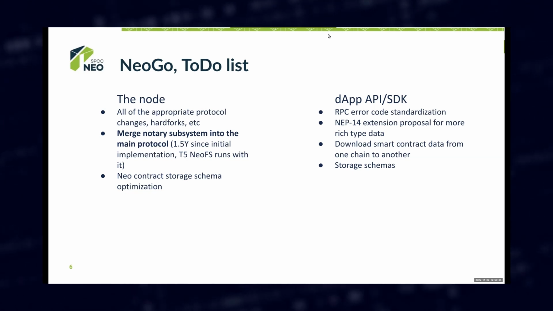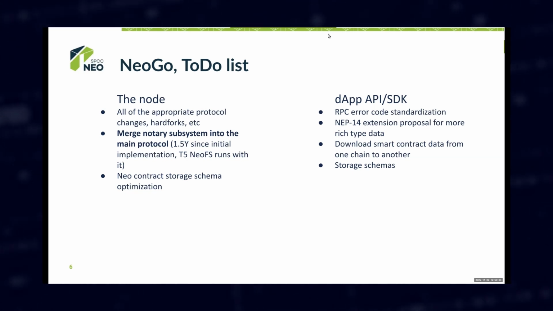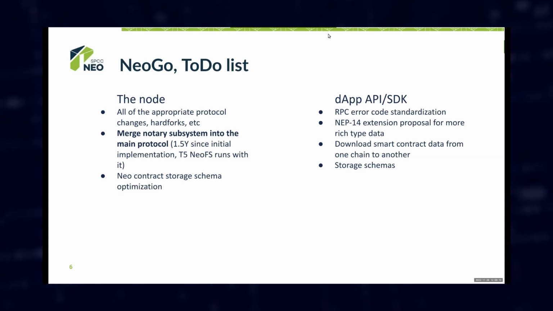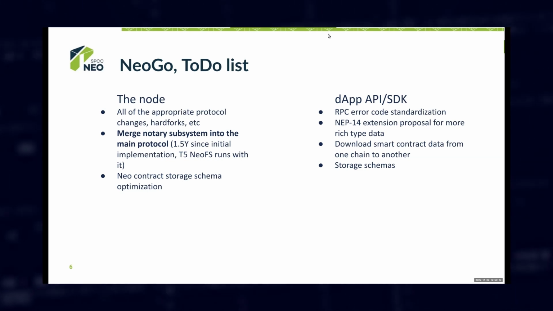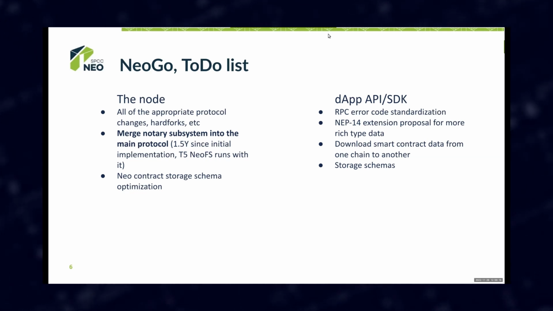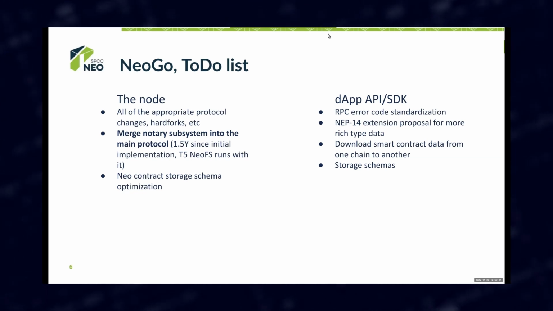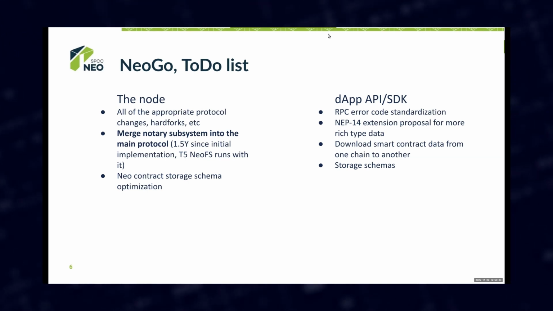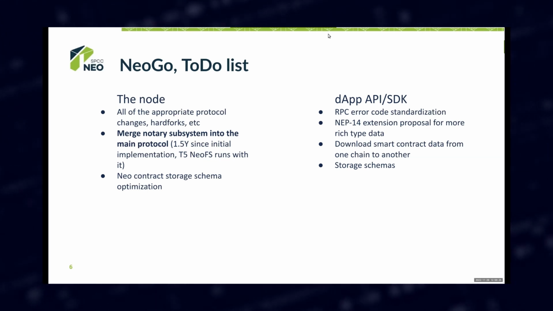Also, as we are working on the various bindings for smart contracts, we want to extend the NEP-14 smart contract API to have richer type data. So I think we will be making a proposal for that too.